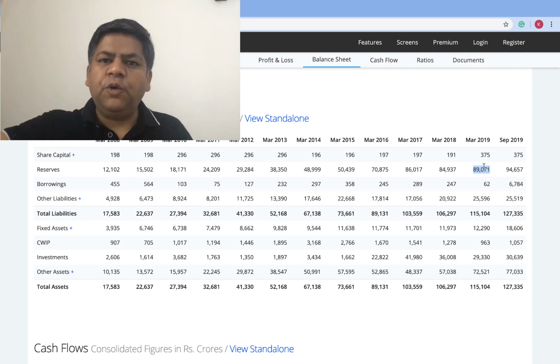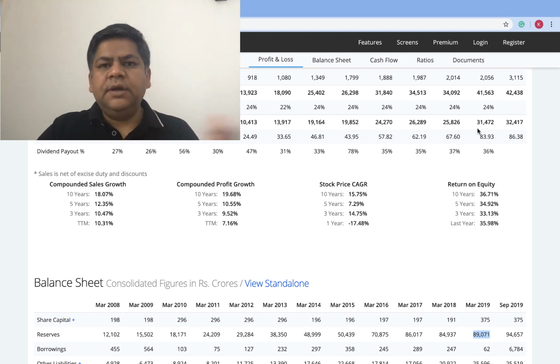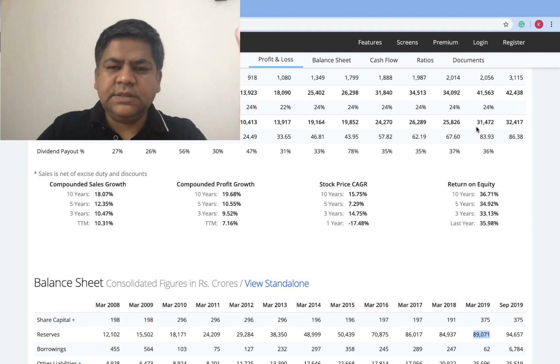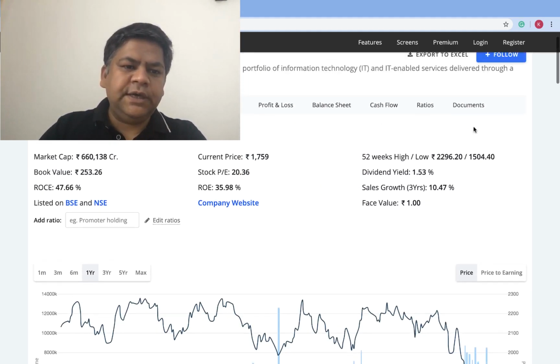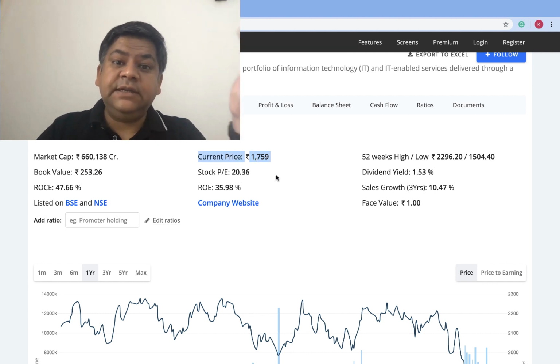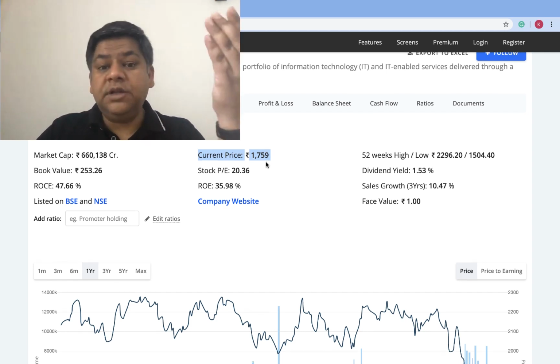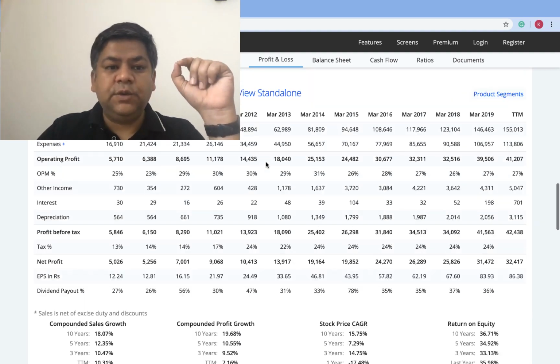That money you can go and put into FD. Will that money give you this kind of return? If not, it is okay to give some premium to this company. Even if the book value is 253 rupees, you are giving 1759 rupees, which is almost 4 times, sorry, not 4 times, 6-7 times premium. Why are you giving it? This is the reason.